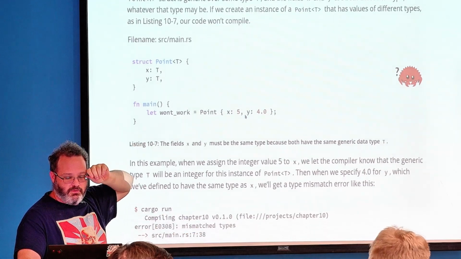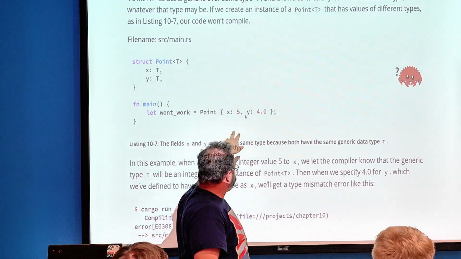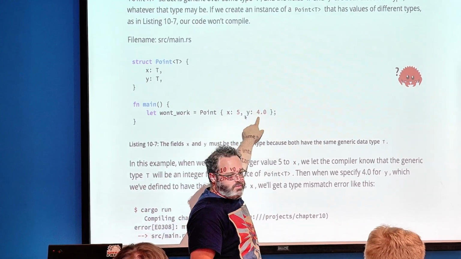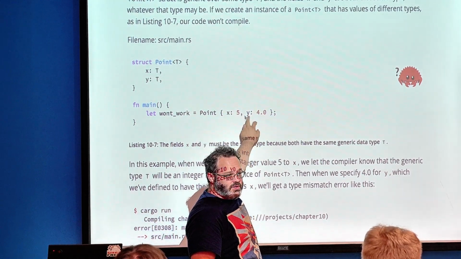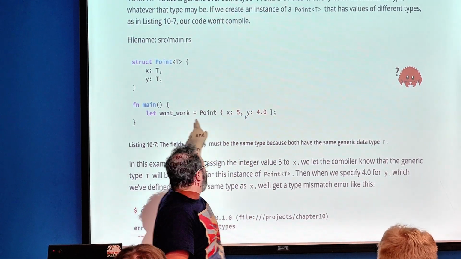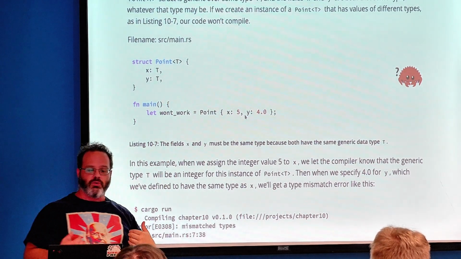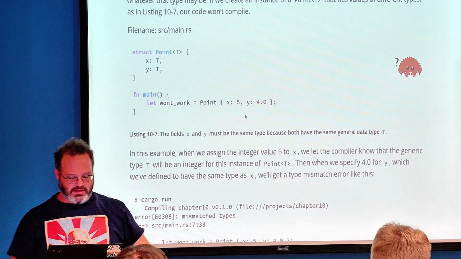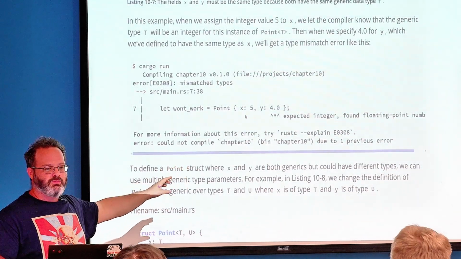Now we're over here, and we're showing you why this won't work. We know right away why this won't work. x is 5, right? And y is 4.0. y is a float. x is not a float. So we know we have two different types. Our point requires the x and the y to be of the same type. Therefore, you will get a typing error. That typing error will tell you very simply: mismatched types, expected integer, found floating point number.